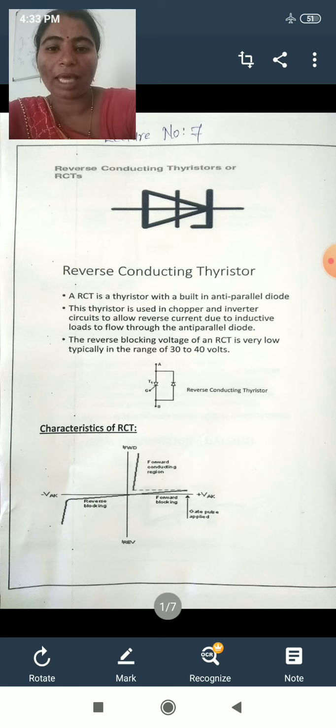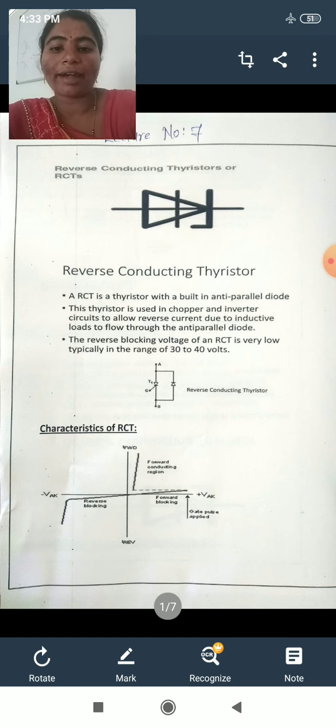two diodes connected anti-parallel. This thyristor is used in chopper and inverter circuits to allow the reverse current due to inductive load to flow through the anti-parallel diode. The reverse blocking voltage of the RCT is very low. Typically, it is in the range of 30 to 40 volts.